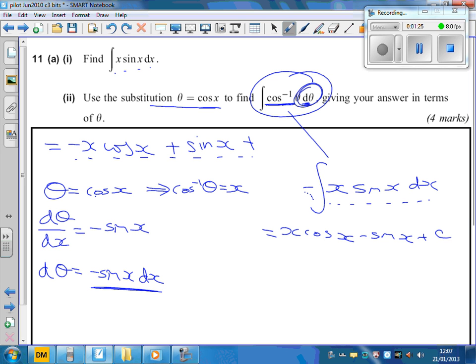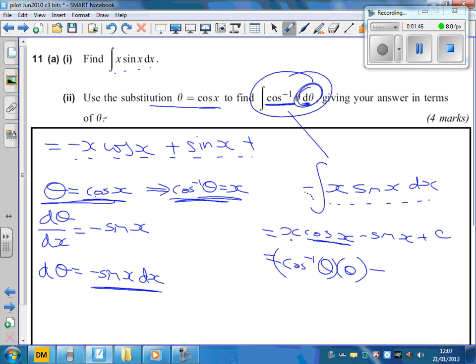It would be all done there, but it says leave everything in terms of theta. So let's see what we can do. x, we know what x is. x is here, it's the inverse cos of theta. Cos x, we know what cos x is. It's over here. Cos x is theta.